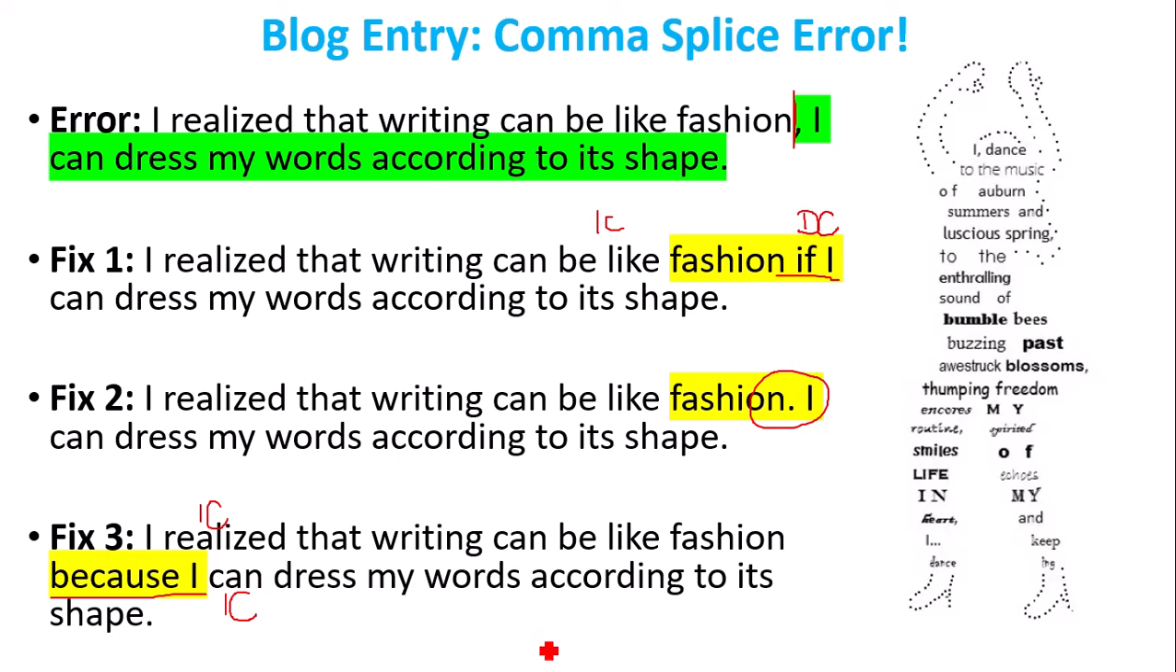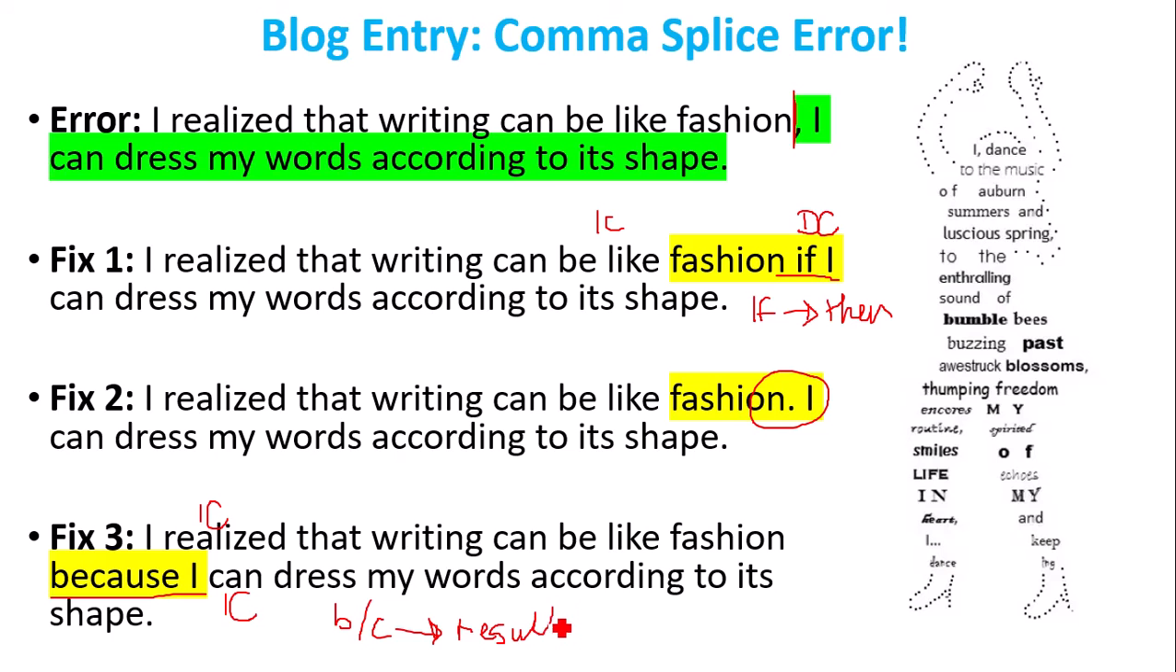Now, why did I do the same method twice? Well, here, I'm going to reverse this. "If I could dress my words according to their shape, comma, writing could be more like fashion." The idea: if I could do that, then it would be more like fashion, right? Here, it's a little bit of a different idea. "Because I can dress my words according to their shape, writing can be like fashion." So here we have kind of like if something happens, then something else will happen. And here, I'm going to put a BC for because. Because this happens, then this is the result. So a tiny bit different meaning.